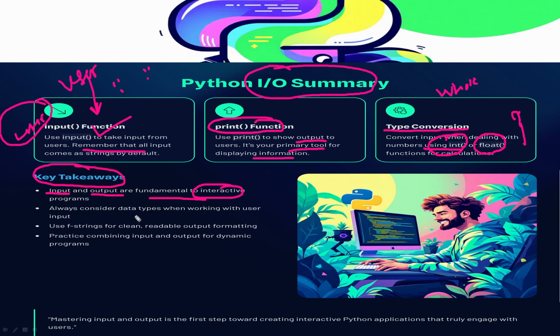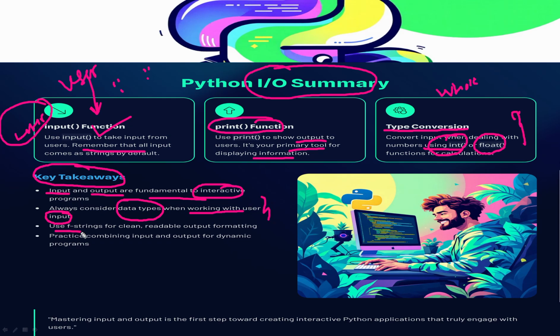Always consider data types when working with user input. There are four data types we have already discussed in the previous video. If you want to know more, watch the data types of Python video, then you will come to know. Mainly four data types are there. We always consider the data types of the user inputs, that is integer, float, boolean, then strings.